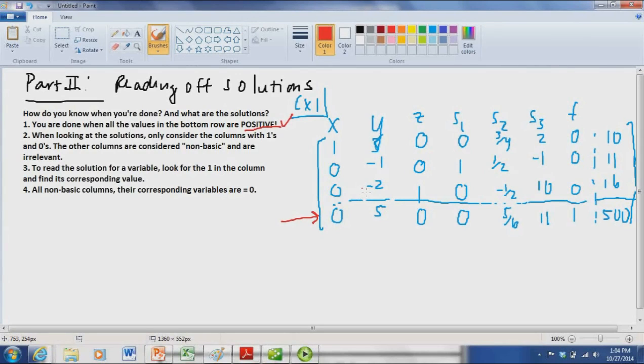I'm going to repeat that. It is done because you have no negative values in the bottom row. When you get to that step, you are done. Put your pencil down and look for your solutions.